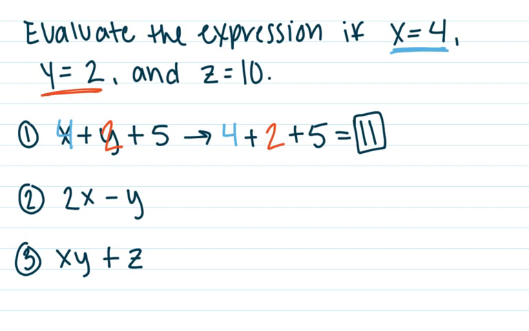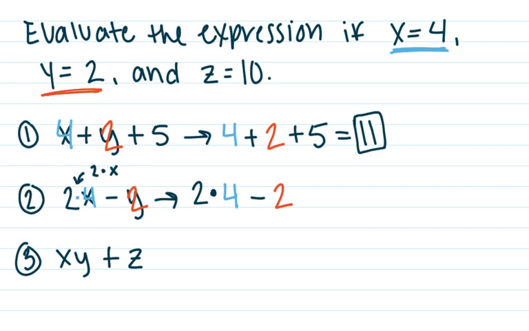Let's do another one. On number 2, I have 2x minus y. Now remember that this right here is multiplication. That is 2 times x. Okay? So when I go to replace these numbers, let's plug in the values. We have 2 times x, which is 4, minus y, which is 2. So again, I'm replacing this x with a 4. Again, it's multiplying. And I'm replacing this y with a 2. And now we're going to solve.